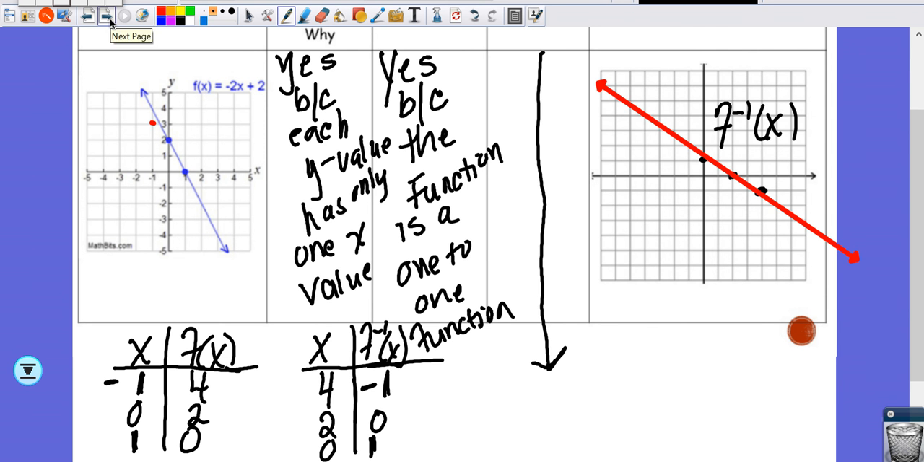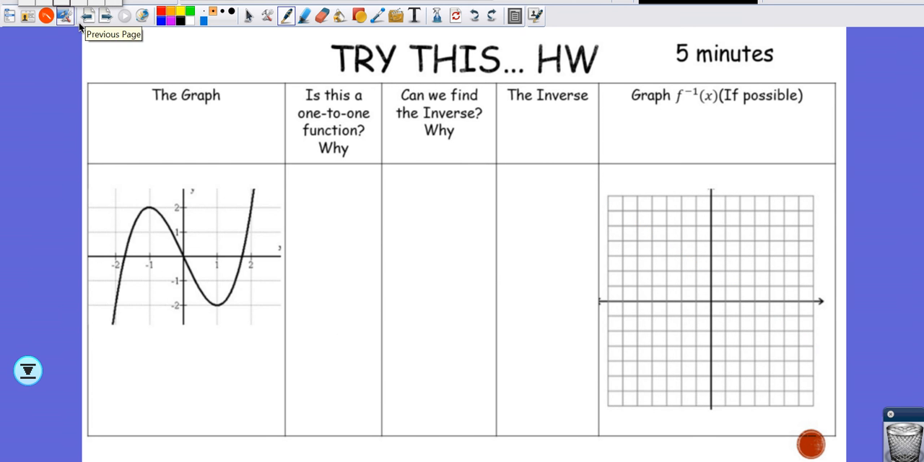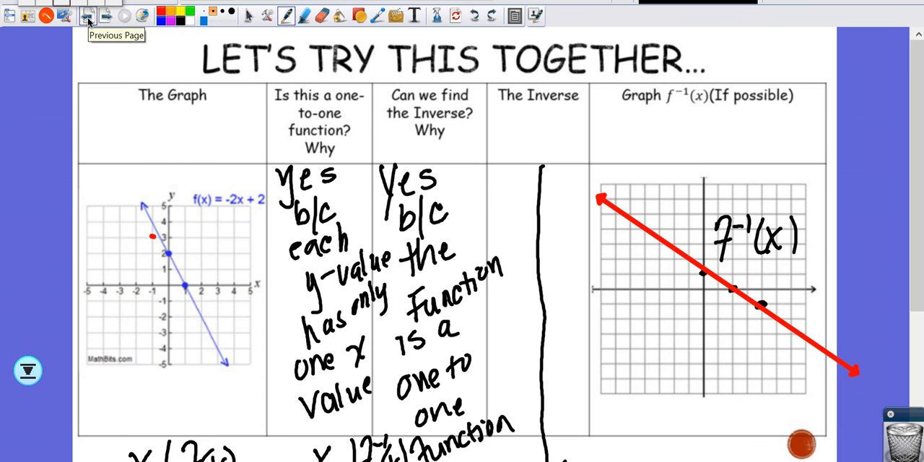So let me see if there's another for us to practice with. No, that's it. So it's your turn to try the next one. And remember, if the function fails the one-to-one test, then you cannot find its inverse, okay? So make sure your function passes the one-to-one test. And if it doesn't, then you just say, I can't find the inverse because the function is not one-to-one. And you go from there.